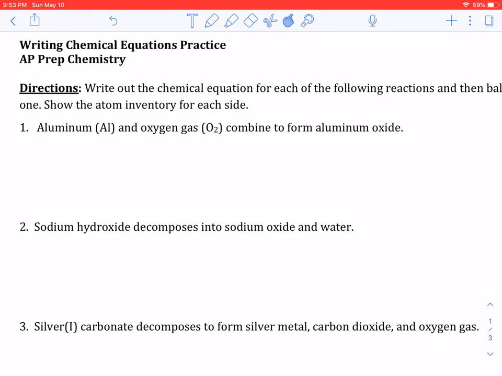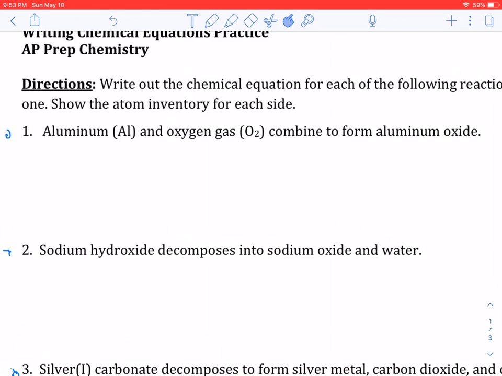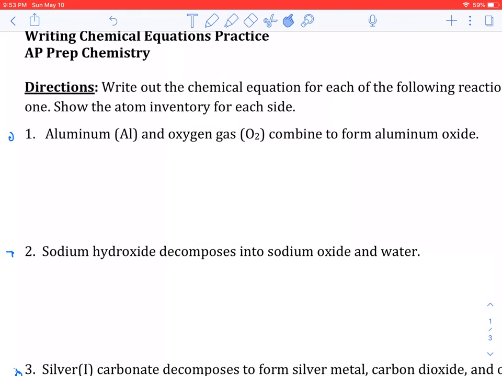I'm going to do a few of the problems from this writing chemical equations practice as you guys requested. I am going to do problems 1, 2, and 3, and then 4, 5, and 6 are all really similar to one of those. So, starting with number 1, aluminum and oxygen gas combine to form aluminum oxide.